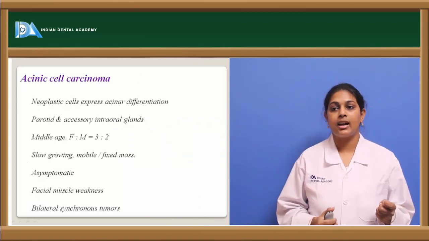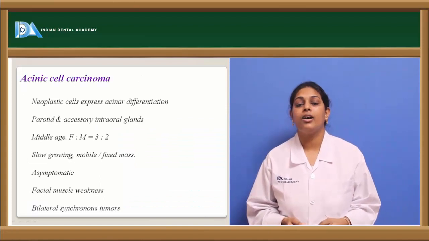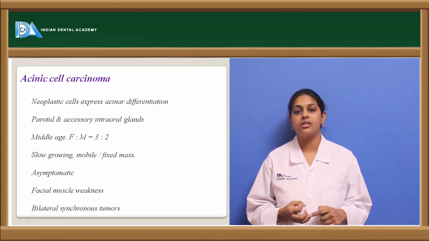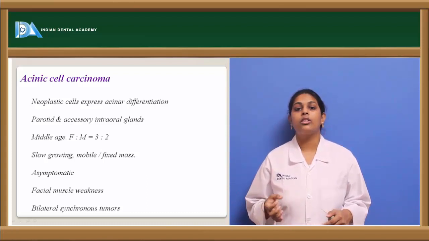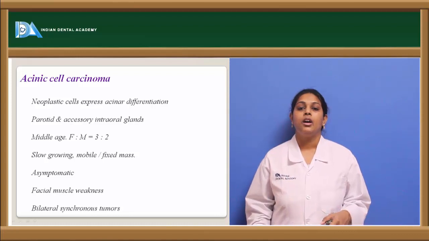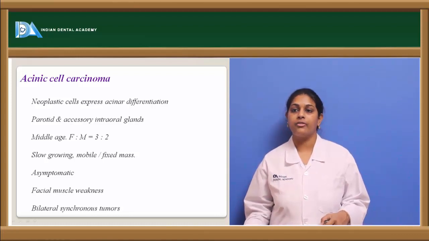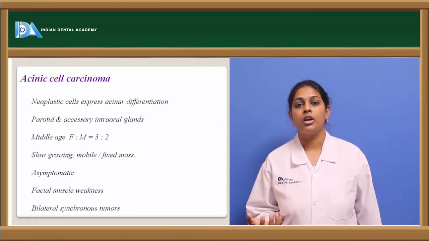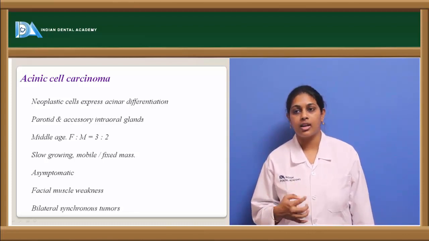Coming to acinic cell carcinoma, it is a carcinoma in which the neoplastic cells express acinar differentiation, that is, the serous acinar cell, the mucous acinar cell, or the mixed type of serous and mucous acinar cell. They differentiate and result in the formation of a neoplastic group of cells, and this together constitutes acinic cell carcinoma.